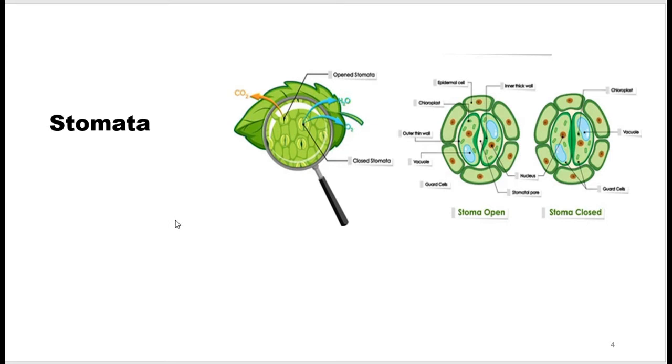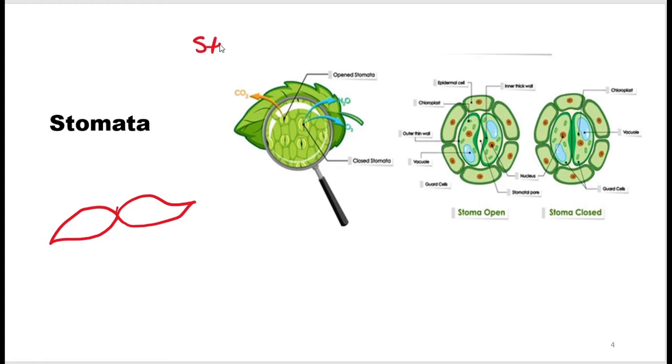So basically, when we see a leaf, there is a minute opening. This opening is called the stomata. This opening actually allows the light to enter, and it also allows for gaseous exchange.